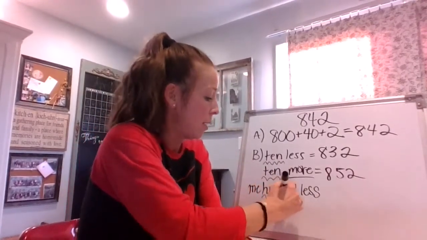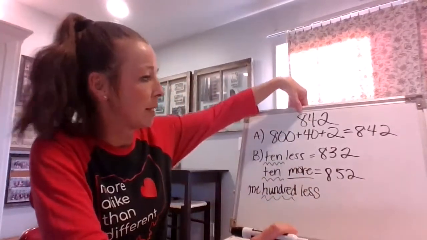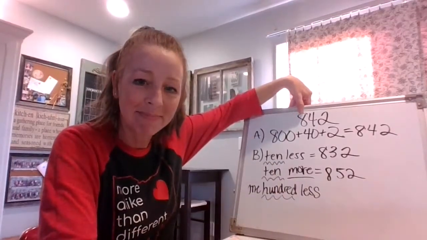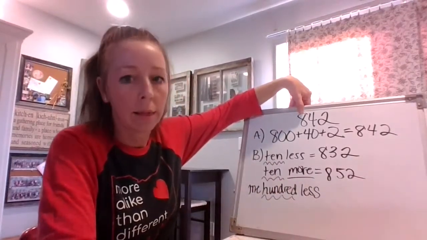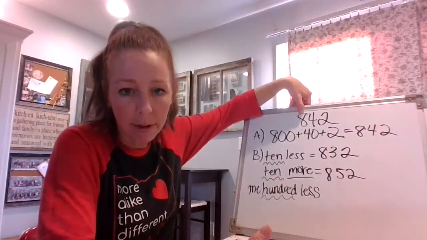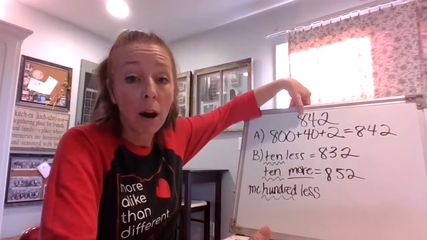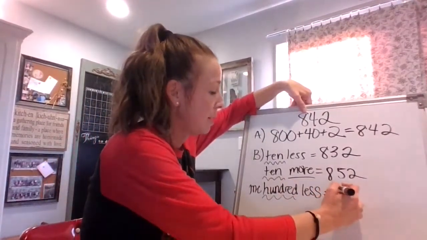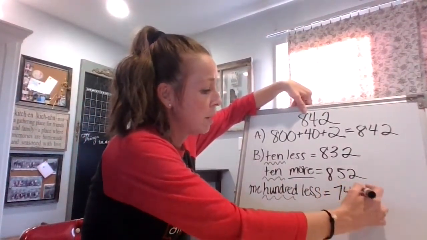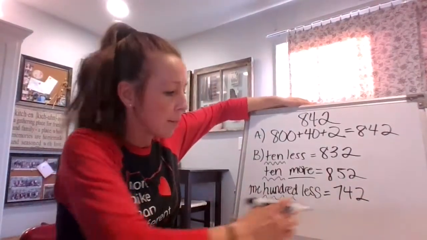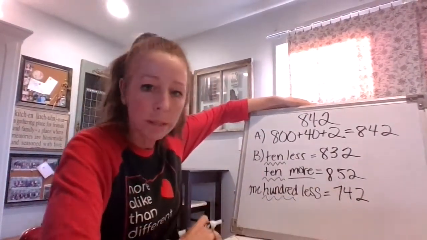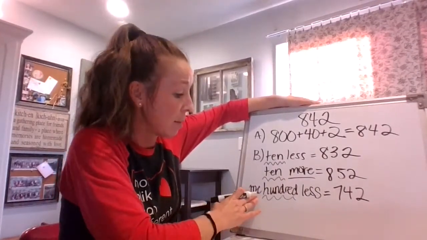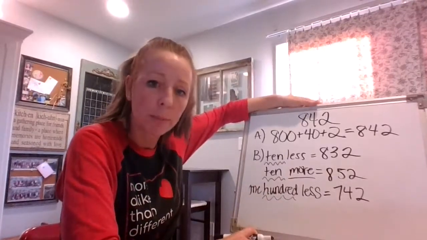We look at the hundreds place. The hundreds place is an 8. 842. I need to go less. What's 1 less than 8? 7. So 100 less than 800 is 700. So my answer is 742. Please notice the tens and ones place did not change. Only the hundreds place, because it was asking 100 less. So the hundreds place changed.